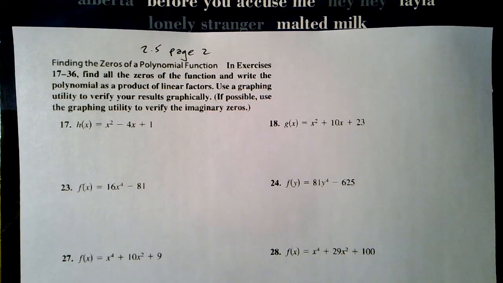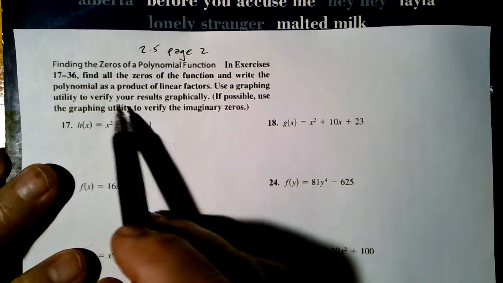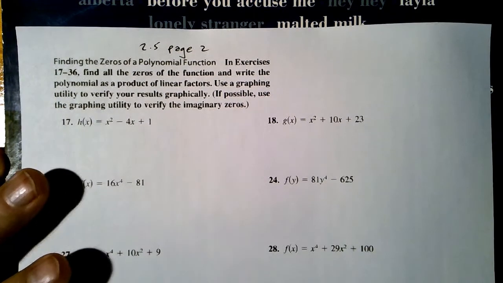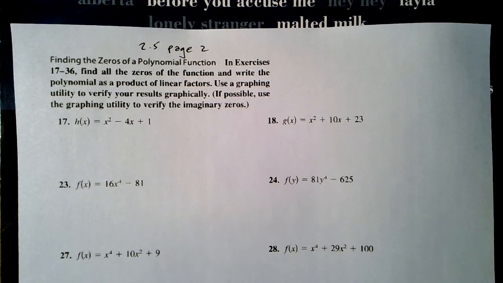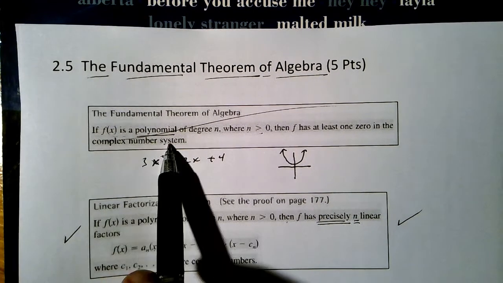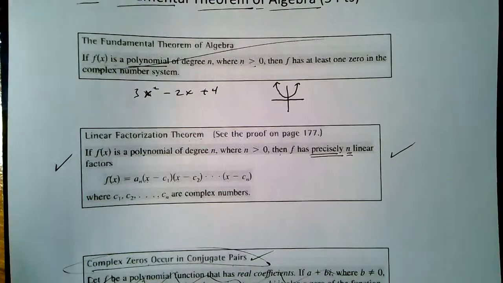Welcome to page 2 of section 2.5. Here we go. Find all the zeros of the function. Now understand the section we're in is the fundamental theorem of algebra, and they're talking about the complex number system. And this is big for us.